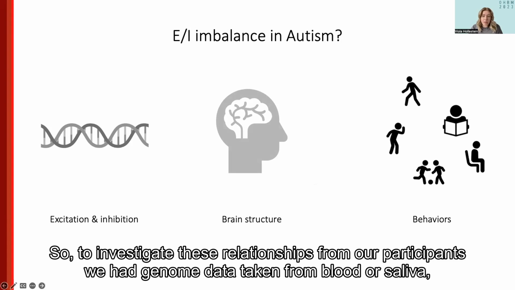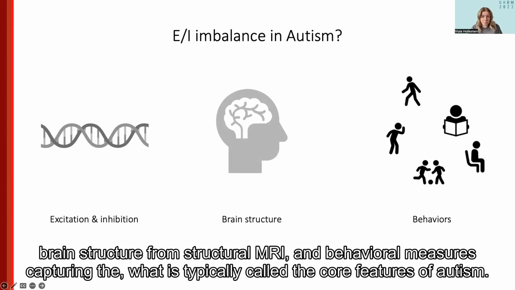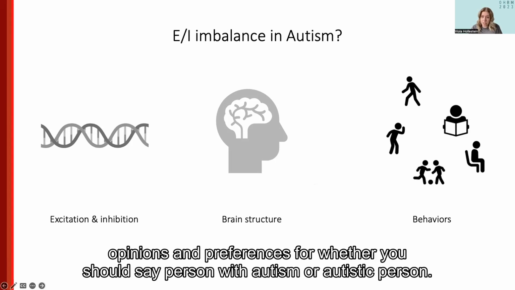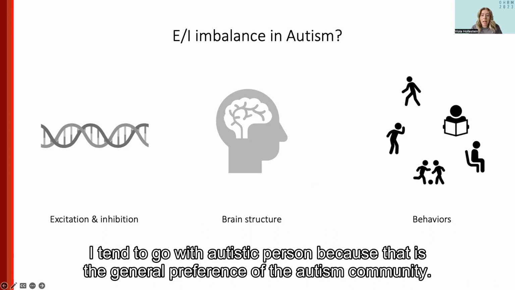So to investigate these relationships from our participants, we had genome data taken from blood or saliva, brain structure from structural MRI, and behavioral measures capturing what is typically called the core features of autism. So I will therefore also be mentioning autism a few times during the talk, and there are different opinions and preferences for whether you should say person with autism or autistic person. I tend to go with autistic person because that is a general preference of the autism community.